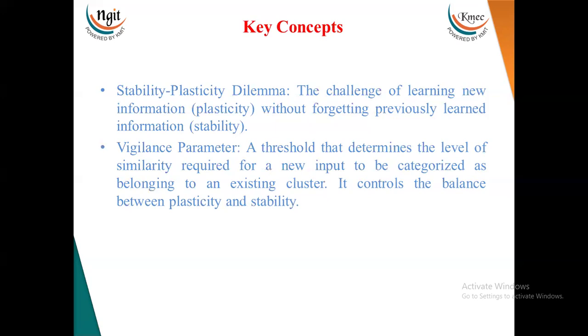And the vigilance parameter is a threshold that determines the level of similarity required for a new input to belong to an existing cluster. Best example: if I'm learning something new, it is plasticity. If I'm not forgetting the old one, that is stability. So how do we control these two? What is the parameter required to maintain the balance between these two? It is called the vigilance parameter.